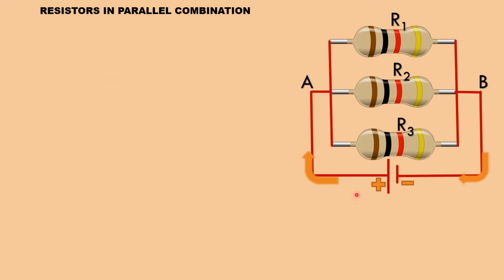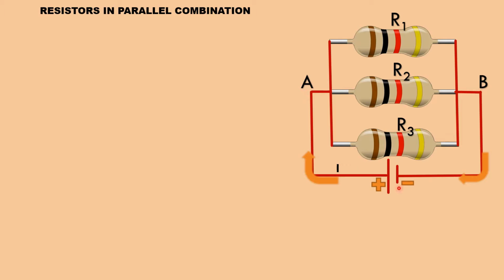Now, in the case of parallel combination, this is how we have to connect the resistors in parallel. Here, we know the resistor has two ends, left and right. The left end of each resistor is connected to the point A, and the right end of each resistor is connected to the point B.